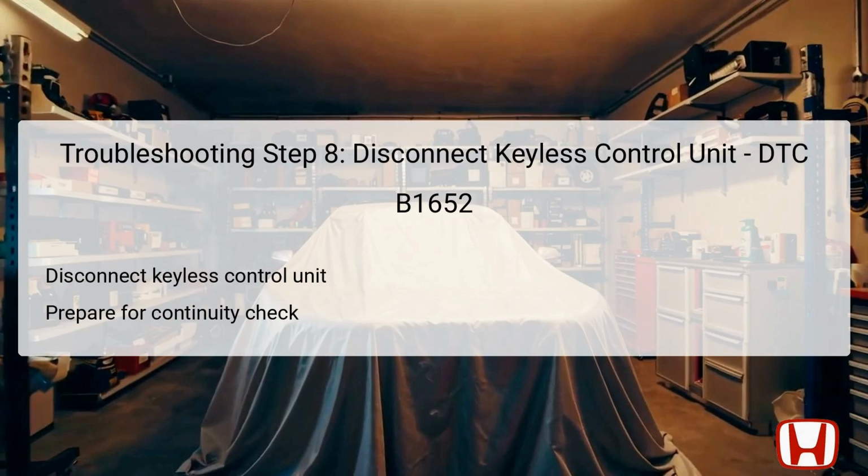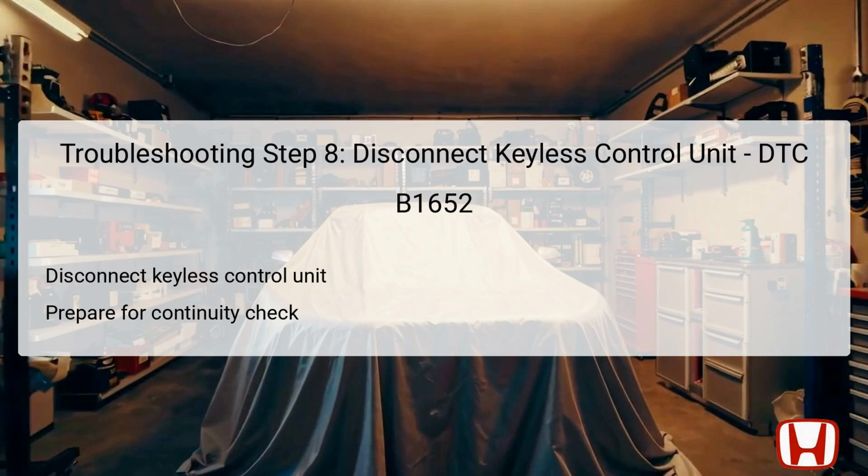In this step, the technician is required to disconnect the keyless access control unit A, identified by its 32P connector. This action is a preparatory measure for checking continuity between the control unit and the LF antenna. Continuity tests help confirm if electrical signals can effectively pass through the wires connecting the components. Proper disconnection of the control unit is critical to prevent accidental shorts when testing.